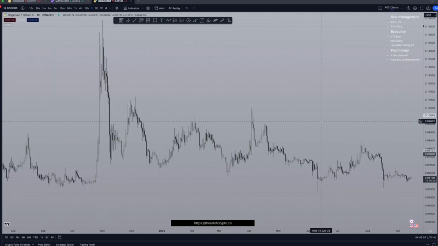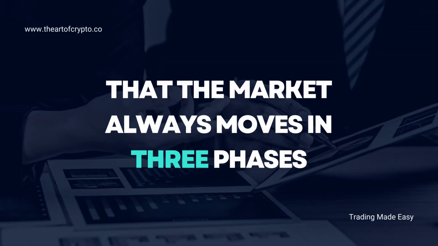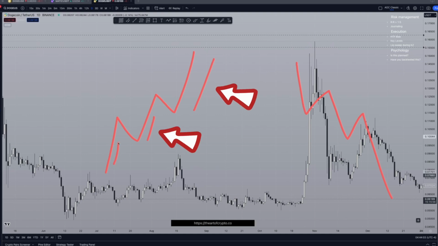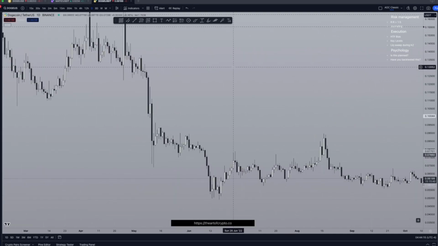And just to introduce the concept to you, it is basically the theory that the market always moves in 3 phases. So when you pump, you always pump in 3 phases. When you dump, you always dump in 3 phases. Now, there will be very distinct 1, 2, 3 impulses. Just like when you dump, there will most of the time be 3 impulses. And if you see something like that, that is an opportunity that you can capitalize on.